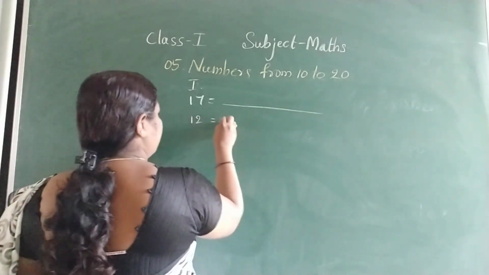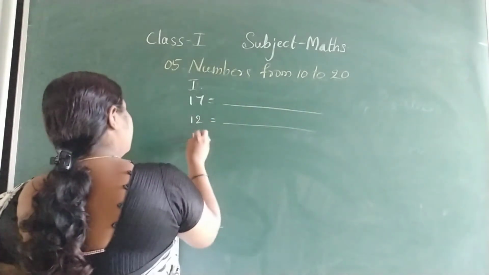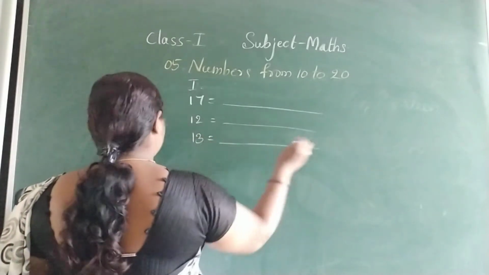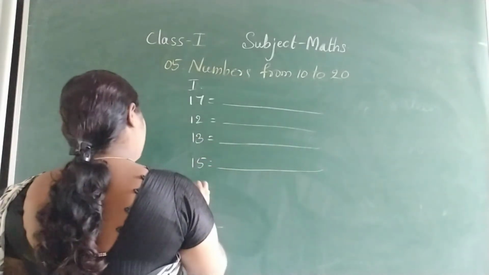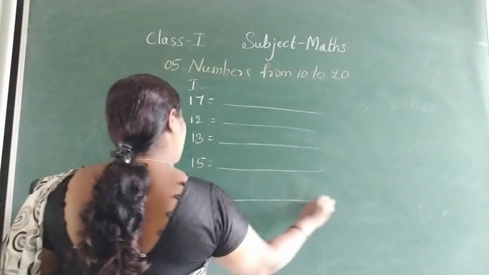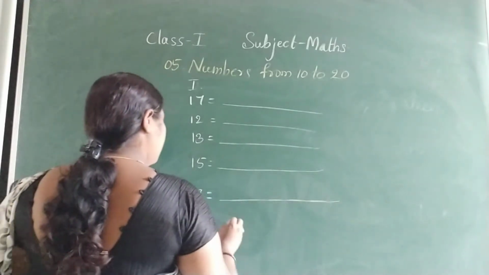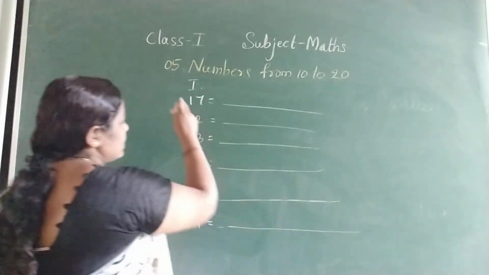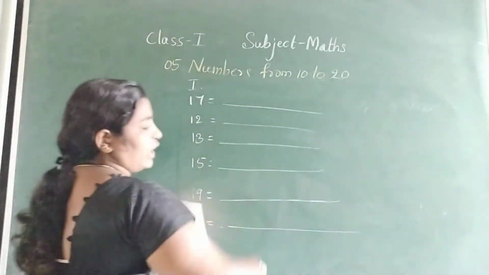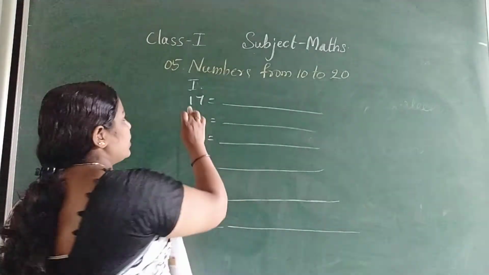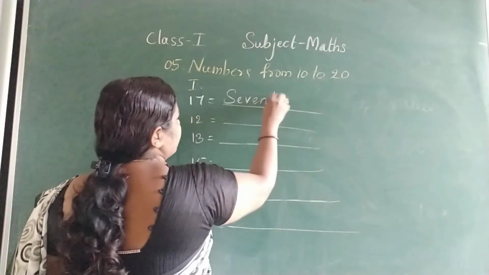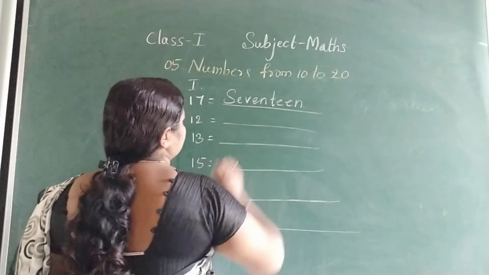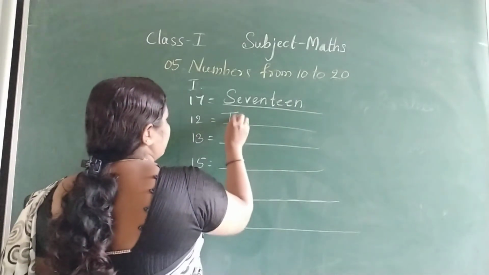First one, 7, 12, 13, 15, 19, and so these are the numerals. We should write the number names. 7: S-E-V-E-N. 17: S-E-V-E-N-T-E-E-N. 12: T-W-E-L-V-E, 12.